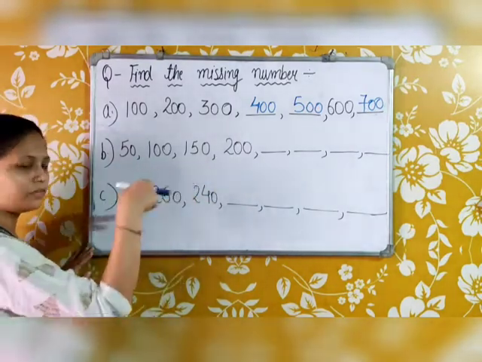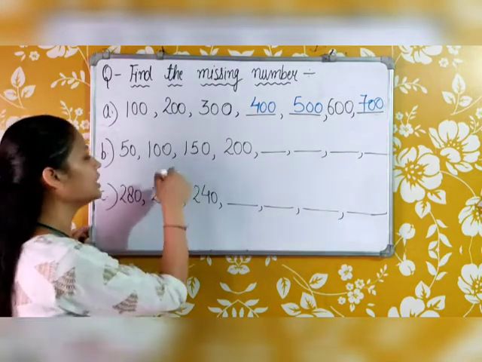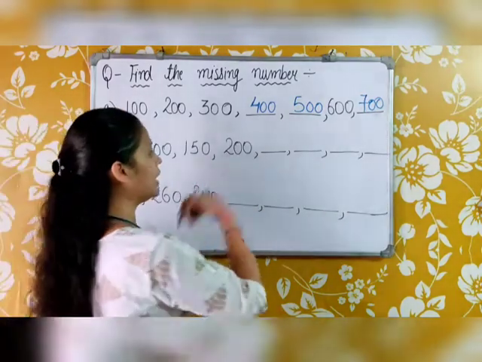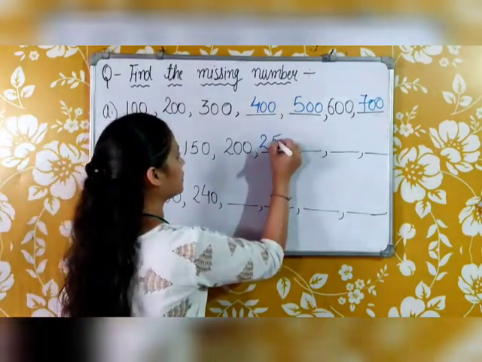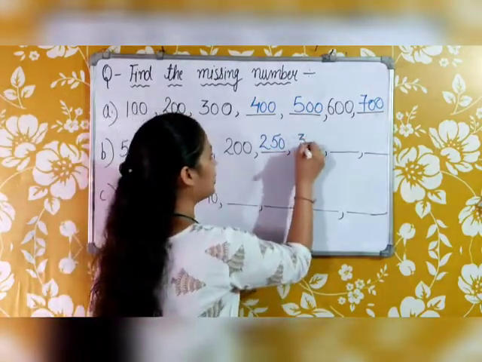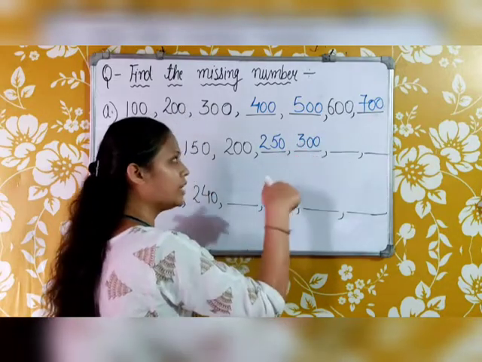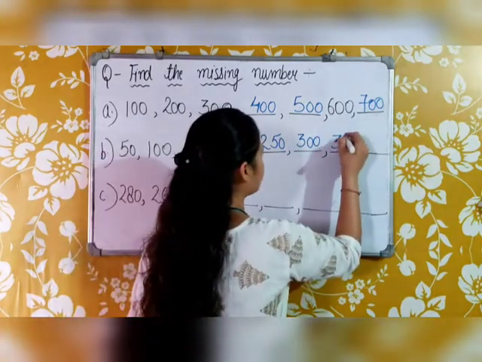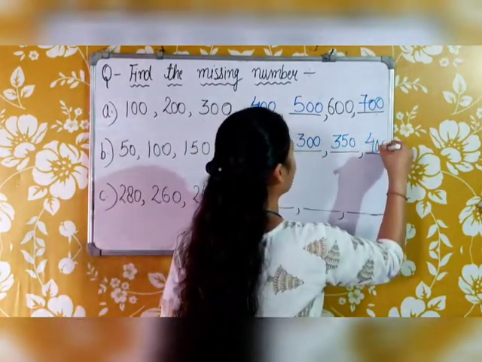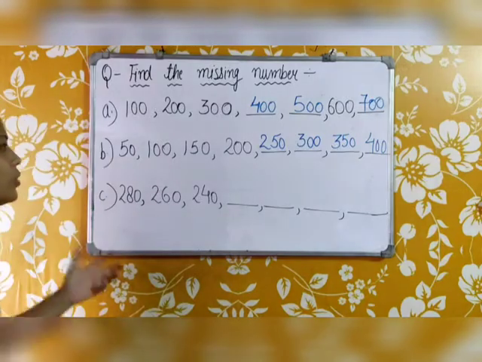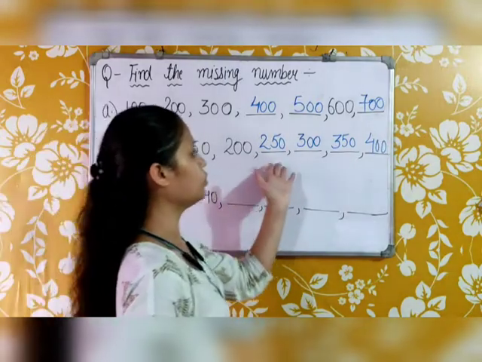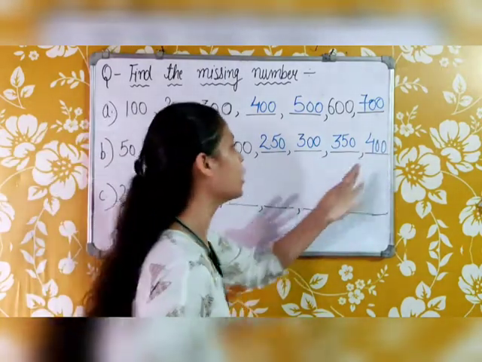50, then we add 50, it became 100. Then we add 50, 150. Then again 50 is added, 200. Then again we add 50, it becomes 250. Then again we add 50, this becomes 300. Again we add 50, this becomes 350. Again we add 50 more, this becomes 400. This is how you have to add: 50, 100, 150, 200, 250, 300, 350 and 400.